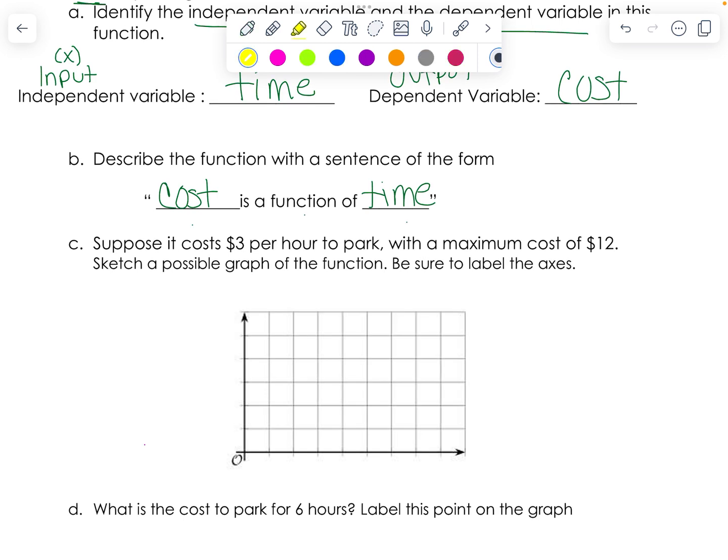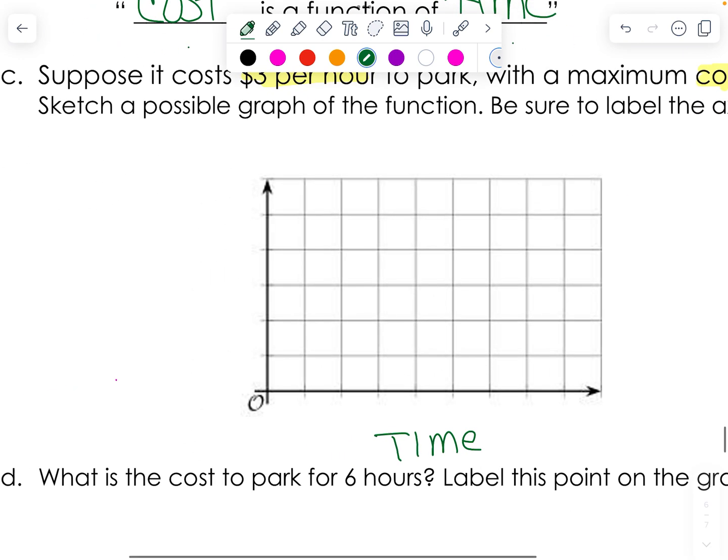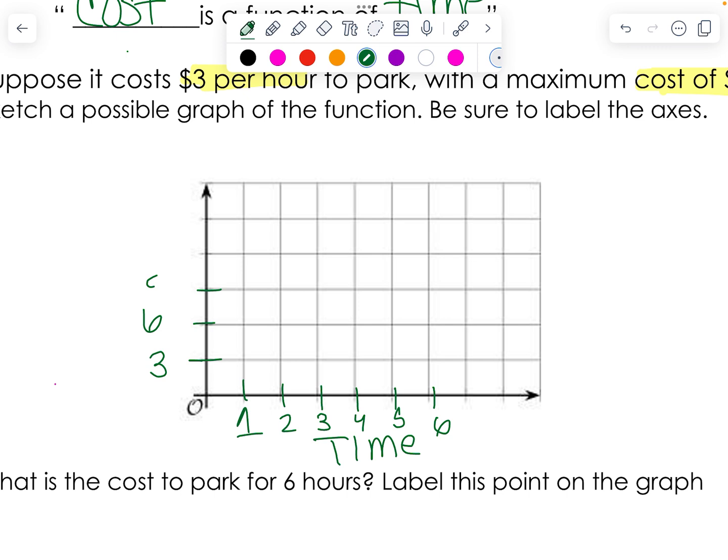So suppose that it costs $3 per hour to park with a maximum cost of $12. So we are going to have time across the bottom here. We have 1 hour, 2 hours, 3, 4, so on. And we can just count by threes here. So 3, 6, 9, 12, 15.